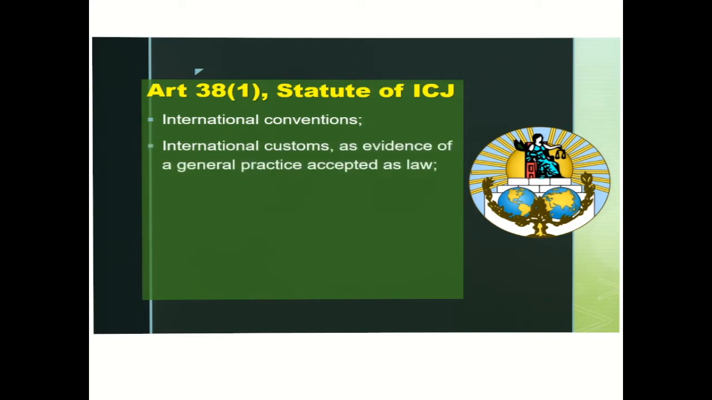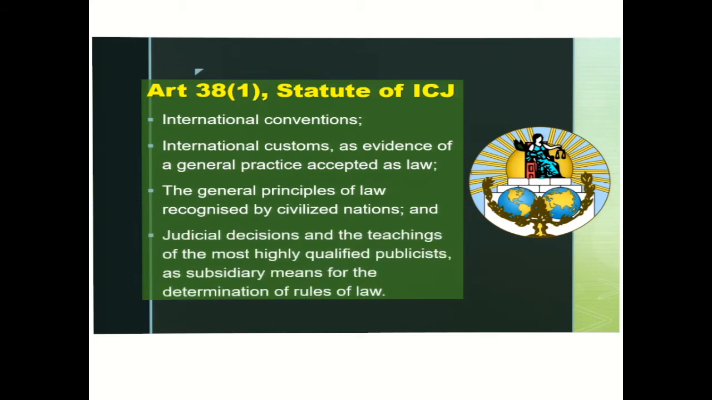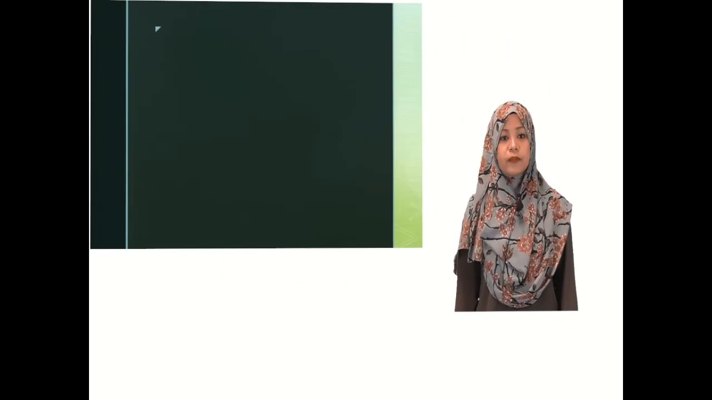Article 38.1b, international custom, as evidence of general practice accepted as law, also known as international customary law. Article 38.1c, the general principles of law recognized by civilized nations. And Article 38.1d, judicial decisions and the teachings of the most highly qualified publicists as subsidiary means for the determination of rules of law.